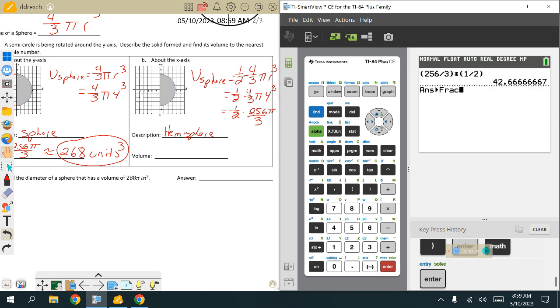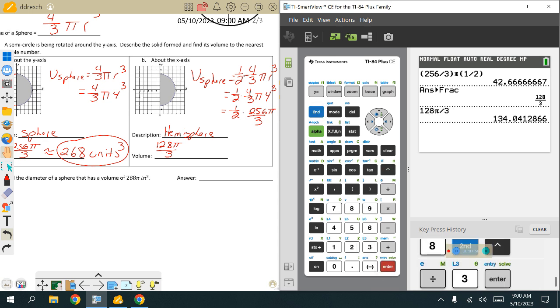Hit math, and what is our half sphere? Which makes sense. 256, half of 256 is 128. And then we keep that as 128 pi over 3. Okay? And then change it over to my whole number. 128 pi over 3. Answer is 134, 134 units cubed. And we call that right there. Okay? So nothing crazy going on with that. We've already kind of talked spheres, but there it is.